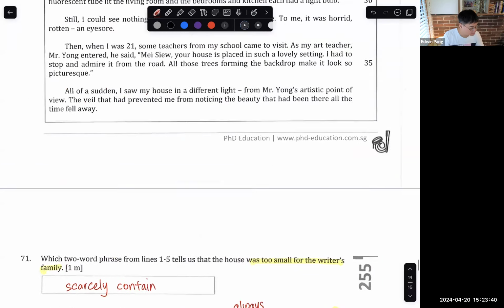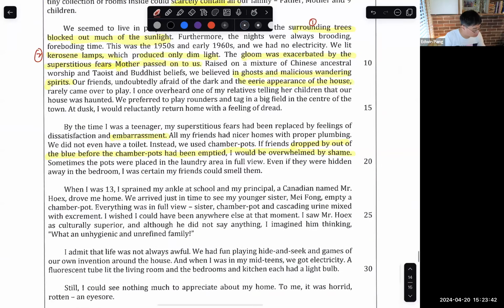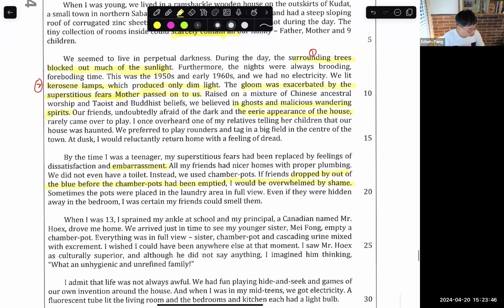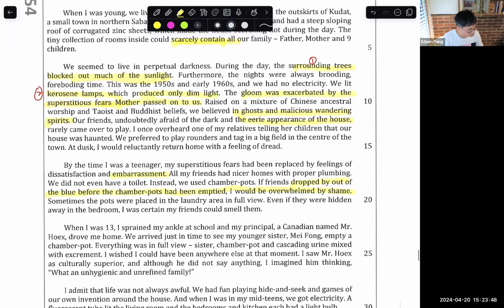Okay, again, let's just highlight where we got it from, okay? So it's like blah, blah, blah. Okay. Now, where was it?